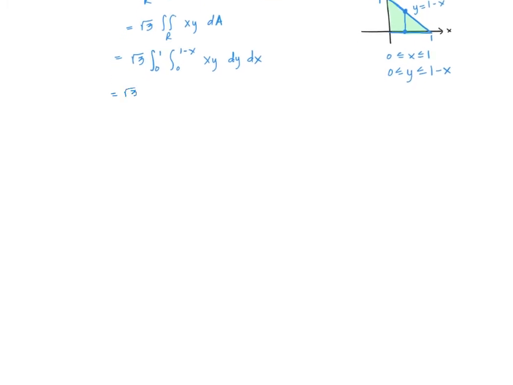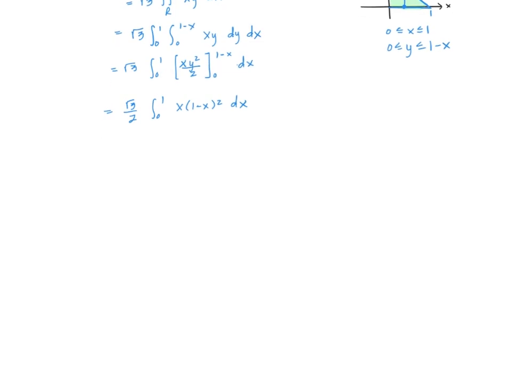And now it's just computation. This is going to be integrating with respect to y, so it's y squared over 2. And I think I'm going to pull out the 1/2 just because I have that y squared. So I'll have square root of 3 over 2. And this is going to be x times 1 minus x squared.